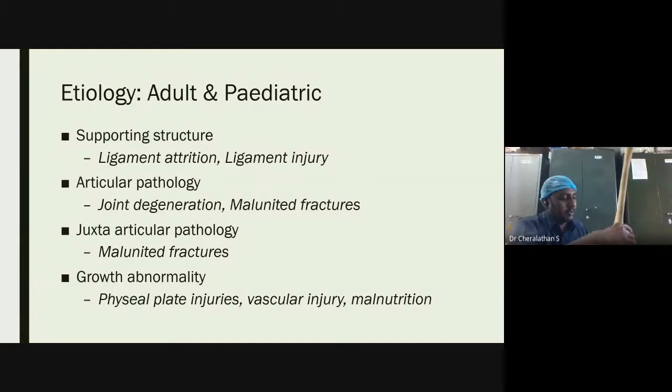Now, this deformity can happen because of the points I have highlighted here. It can be a problem with the supporting structure. Whenever the ligament has undergone attrition, what do you mean by attrition? It is a type of degeneration. The ligament slowly thins out, like in rheumatoid arthritis, where there is soft tissue inflammation. This ligament, to begin with, will be stout and strong. But as the inflammatory process progresses, slowly the ligament is thinned out and at a particular point it ruptures. That we call ligament attrition.